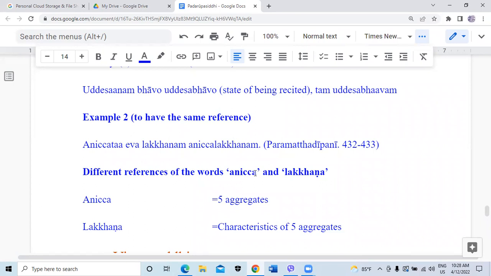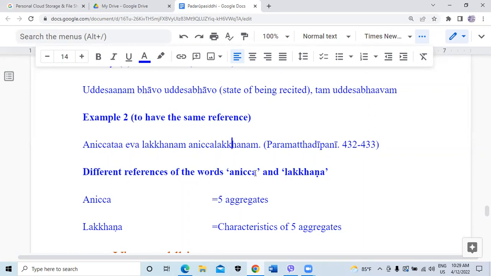This is adjective. So if adjective, if you make it without ta, without bhava, you must translate impermanent characteristics. Right? You cannot translate characteristics of five aggregates. You don't have five aggregates, right? So we have only anicca and lakkhaṇa. And anicca is impermanent, and lakkhaṇa is characteristics. So your translation must be only impermanent characteristic, not characteristics of five aggregates, right?